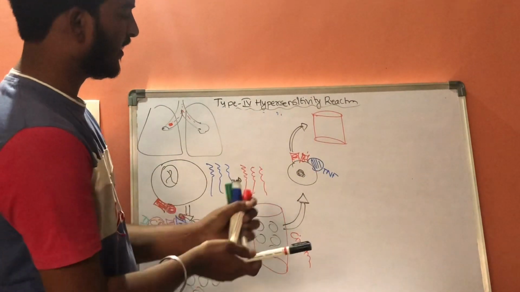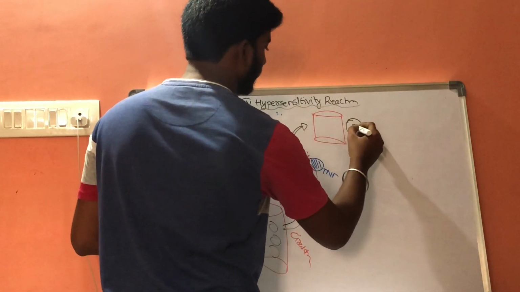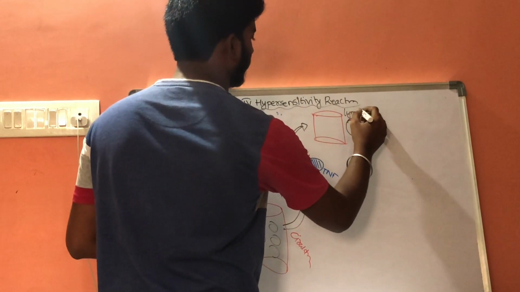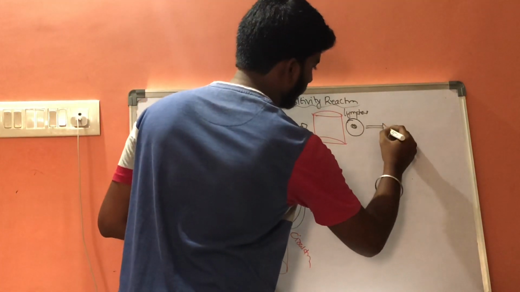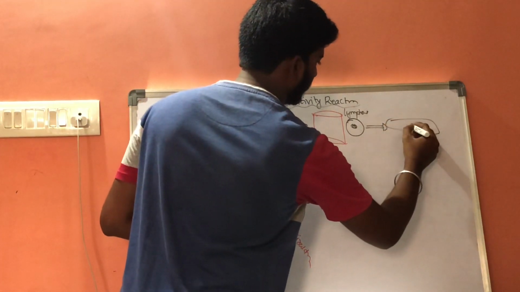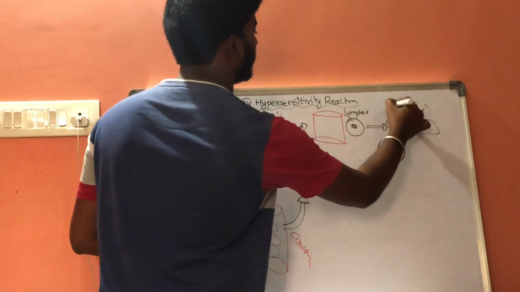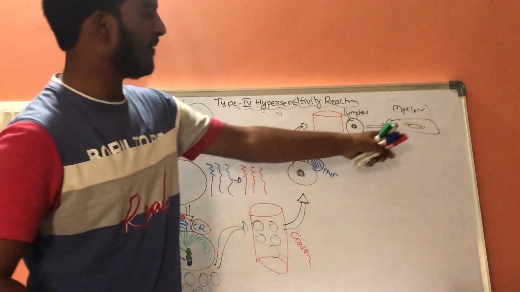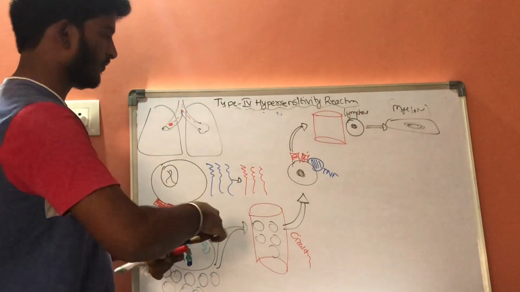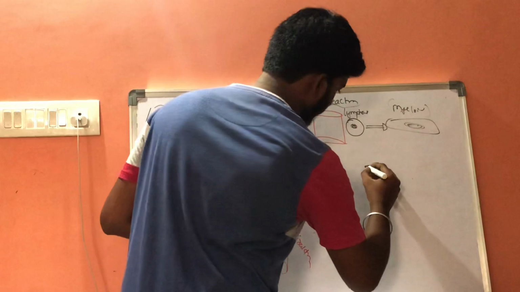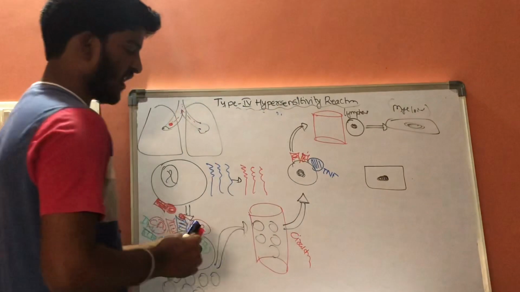Now, after entering into the circulation, these lymphoid cells get converted into myeloid cells. This is the difference between the lymphoid cell and the myeloid cell. Now this myeloid cell is accumulated in the circulation. Let us consider this is one myeloid cell, and it is surrounded by the lymphocytes.